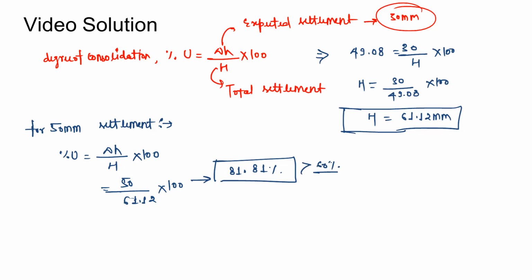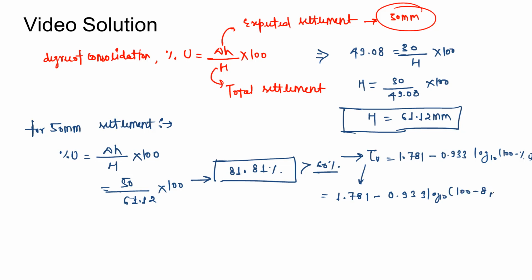So here we will be using the second formula for time factor, which is Tv equal to 1.781 minus 0.933 log base 10 (100 − percentage U). Now if we use this, we will be getting 1.781 − 0.933 log base 10 (100 − 81.81). So the time factor will be coming as 0.605.